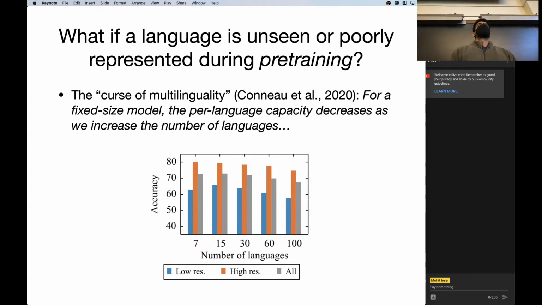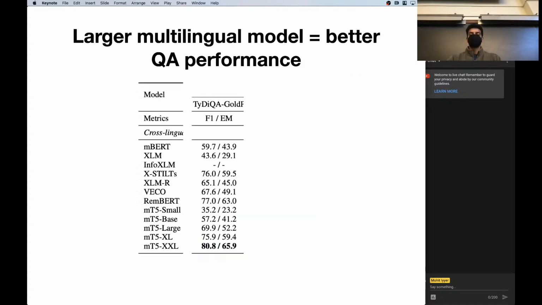Okay, so any questions? On the previous slide, this MT5 base, does it have the same number of parameters? Oh, that's a good question. I don't actually remember if that's the case. Because this smaller model is very good and very simple.